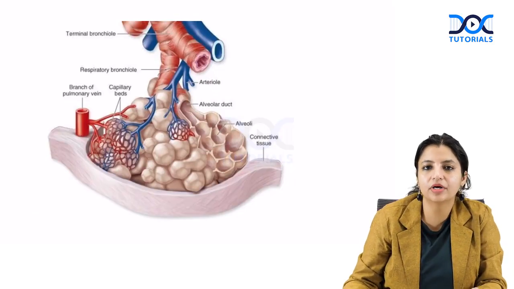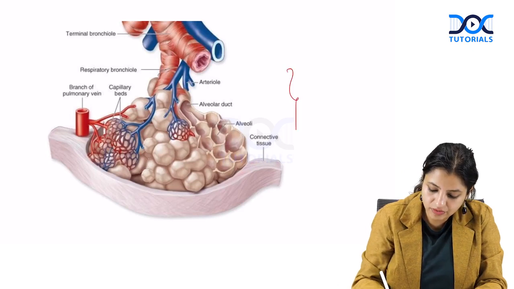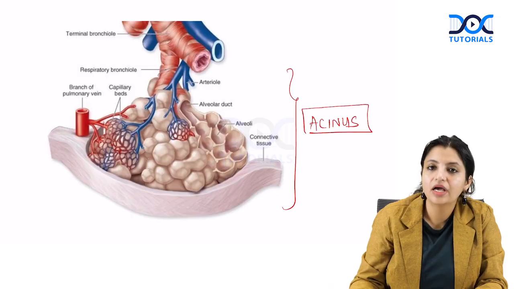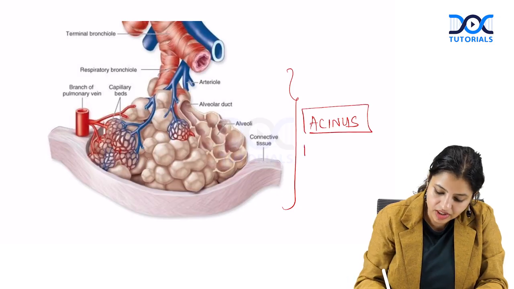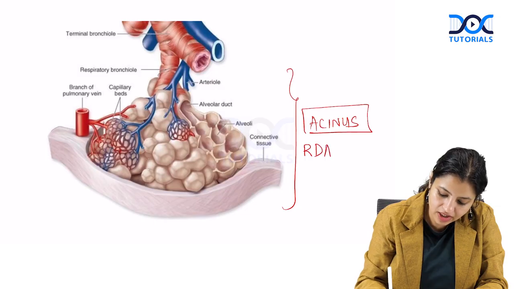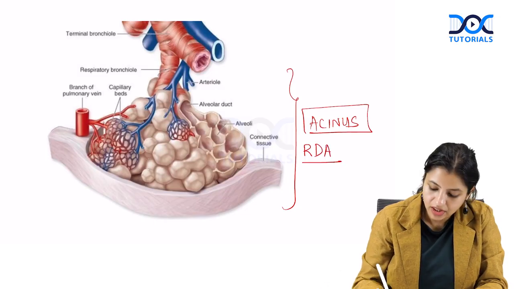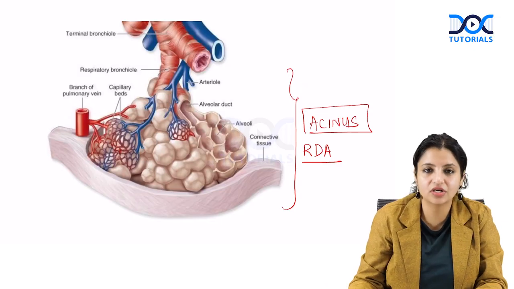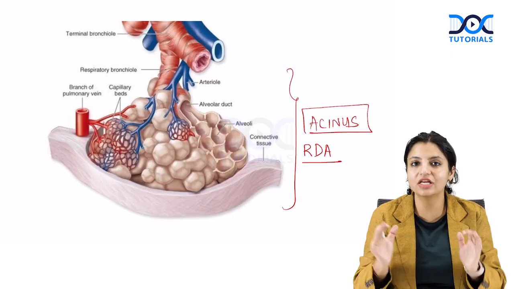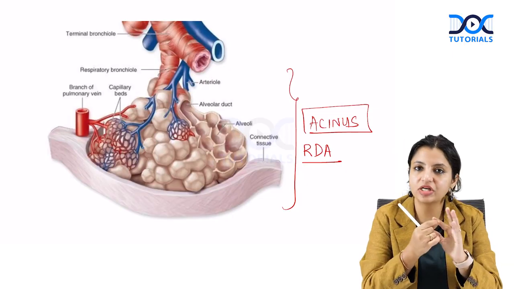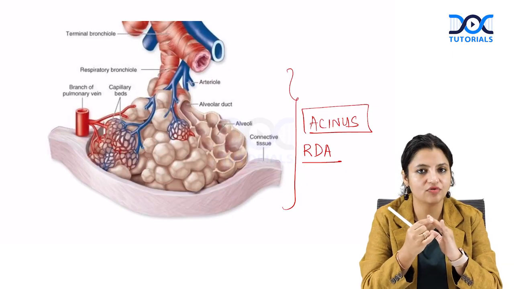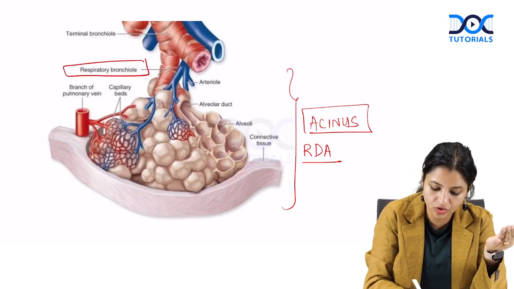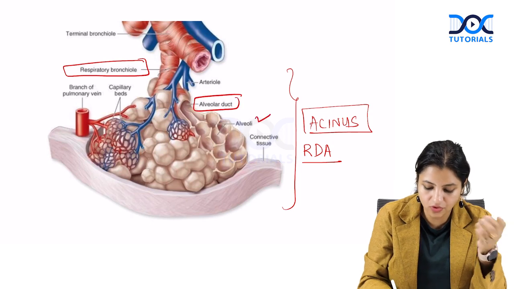The main component of the lung is the acinus. Acinus is made up of respiratory bronchiole, alveolar duct, and alveoli. So RDA. This is basically Resident Doctors Association, RDA, which makes the acinus. It's a very close knit group. So we have respiratory bronchiole, alveolar duct, and alveoli, all closely intermingled with each other. The alveolar duct opens into alveoli.